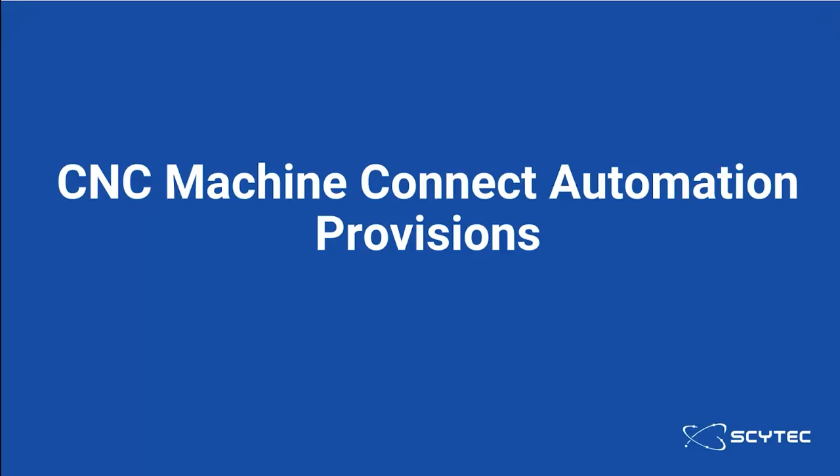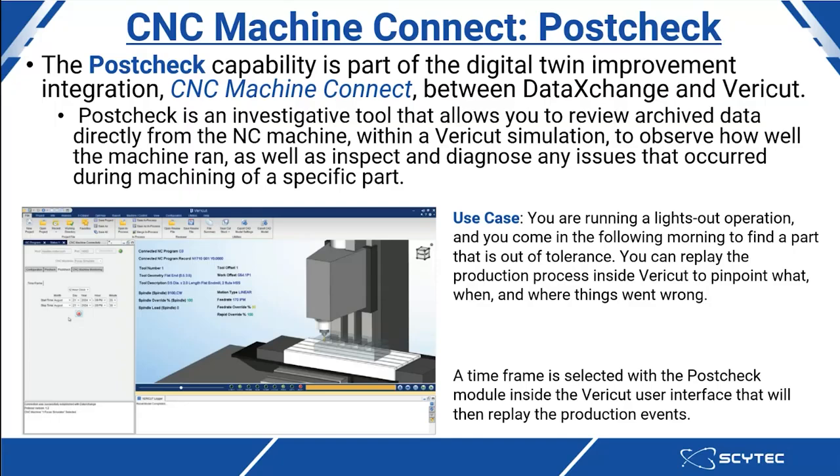As we wind down our webinar, I'm going to be discussing some of the automation provisions from CNC Machine Connect. Specifically, the automation strategy I'm going to single out is the PostCheck capability, which is part of the Digital Twin Improvement Integration CNC Machine Connect, the integration between DataXchange and Vericut. If you're unfamiliar with Vericut, it's very widely used in aerospace manufacturing, and it's software for digital twins.